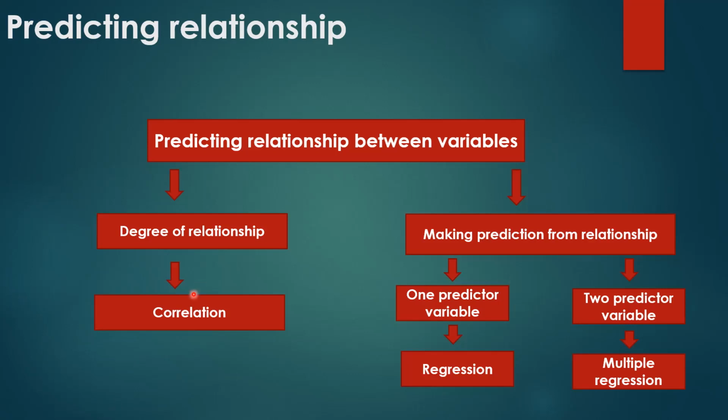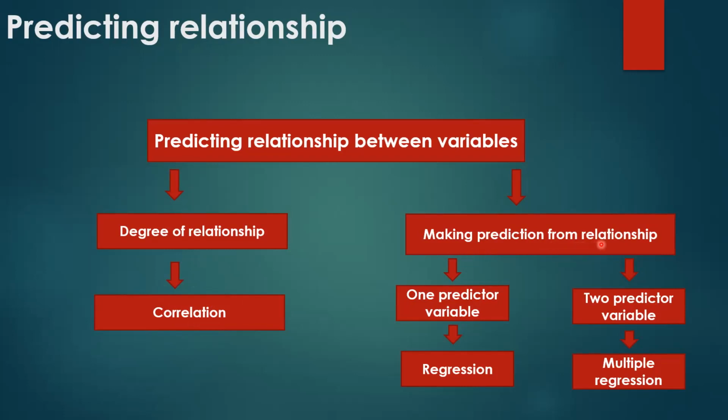But they are all related. Okay, so predicting relationship, degree of relationship, correlation. When one is increasing, the other is decreasing, or when one is increasing, the other is increasing. So we have positive and negative correlation. Okay, but this one, correlation, is rarely used in many researches, but it can be used in certain types of research.